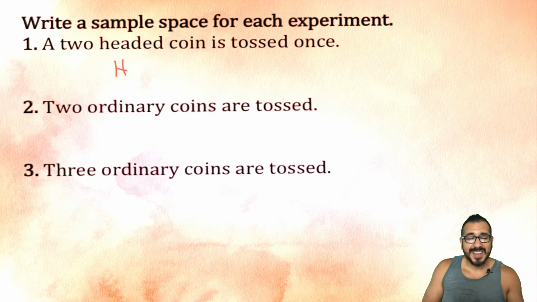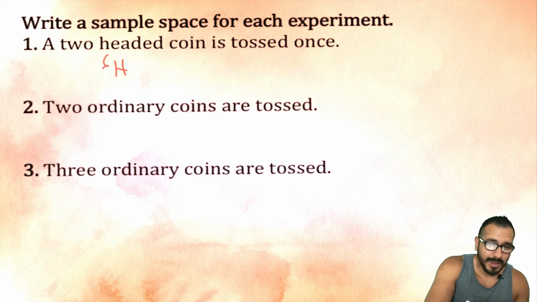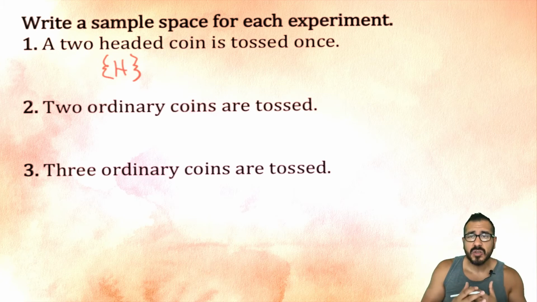So in this case, the 2-headed coin tossed once is always going to land on heads, right? So in this case, our sample space is only H, which represents heads, all right? So always make sure you understand the situation, because the sample space at times might be tricky.